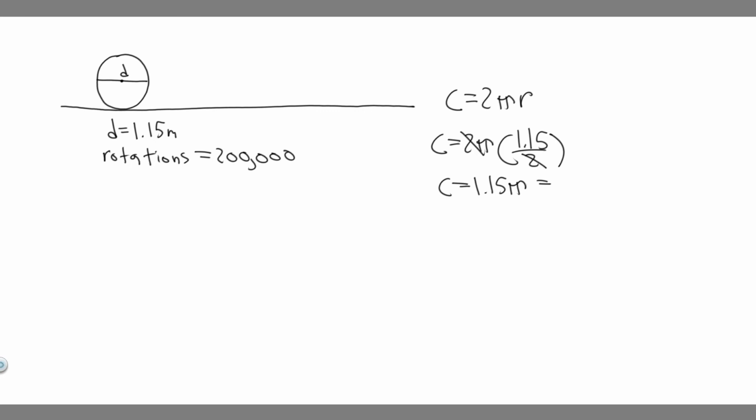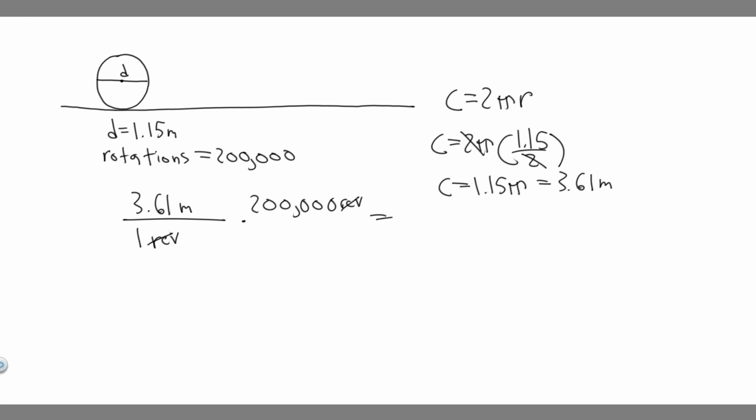And if you go ahead and do that, 1.15 times pi, you're going to get 3.61 meters, because this is measured in meters, so the circumference is 3.61 meters. Since we know it's going to move 3.61 meters for every one revolution, and we know it's going to go 200,000 revolutions, you just want to take the distance it travels in one revolution and multiply by the number of revolutions. That's going to give you how far it travels in total.